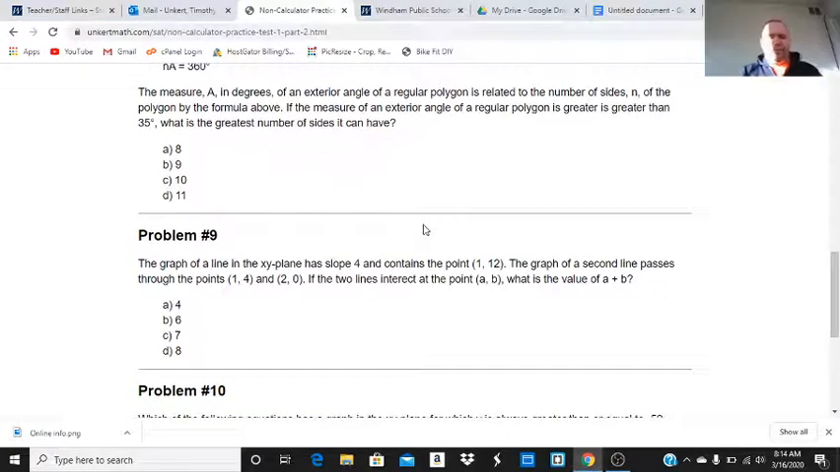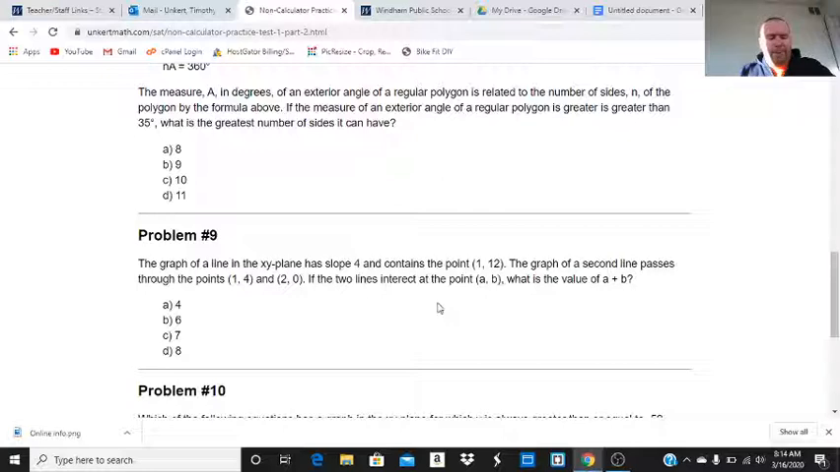All right, problem number 9. The graph of a line in the xy plane has a slope of 4 and contains the point (1, 12). The graph of the second line passes through the points (1, 4) and (2, 0). If the two lines intersect at the point (a, b), what is the value of a plus b?